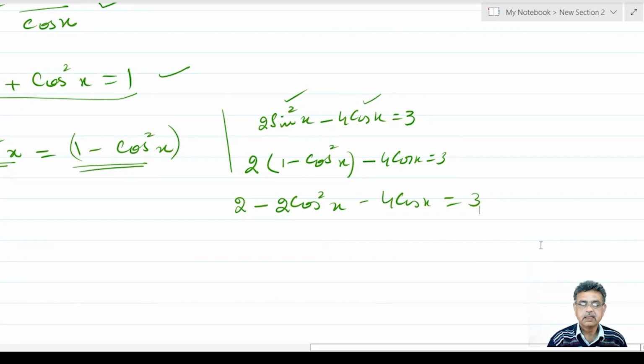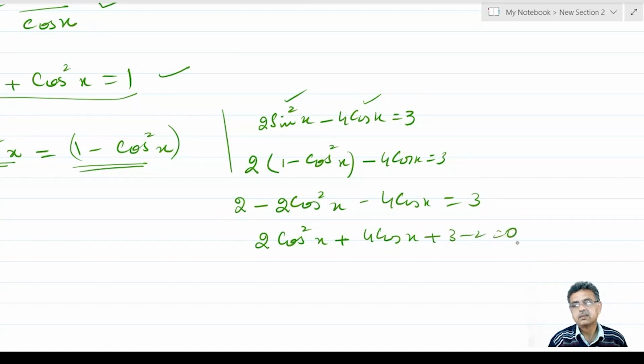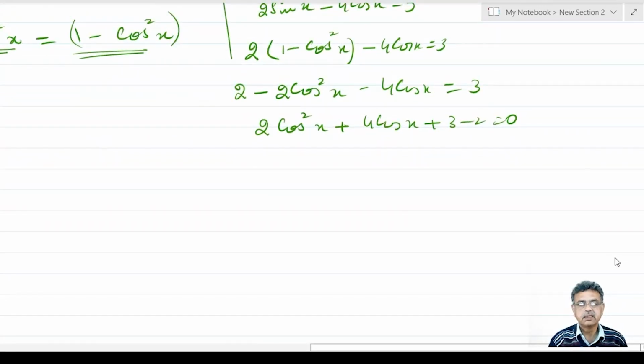Now changing their place, this is negative. On the other side, it will be positive. 2 cos square x plus 4 cos x plus 3 minus 2. So this will be the final expression: 2 cos square x plus 4 cos x plus 1 is equal to 0.